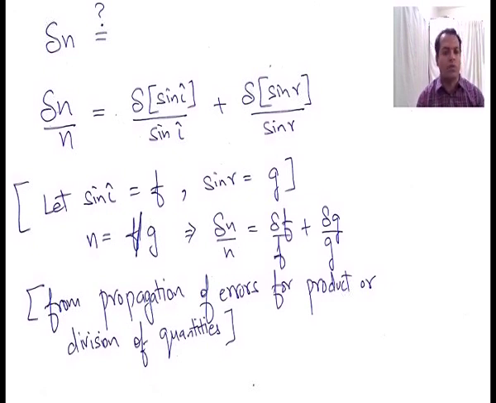How would I solve this? Let me write the first expression, which says delta n upon n. The left hand side is delta of sine I upon sine I plus delta of sine R upon sine R. Why do I write this? Let's define sine I to be f, sine R to be g. F and g are two quantities. Then n is simply given by f upon g. Now you can solve this by treating it by the product or division rule for the propagation of errors, and you will write delta n upon n is delta f upon f plus delta g upon g.